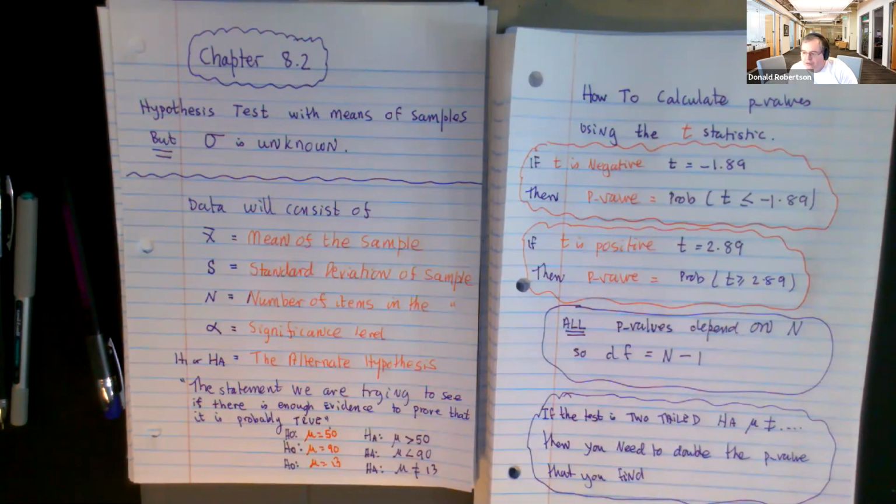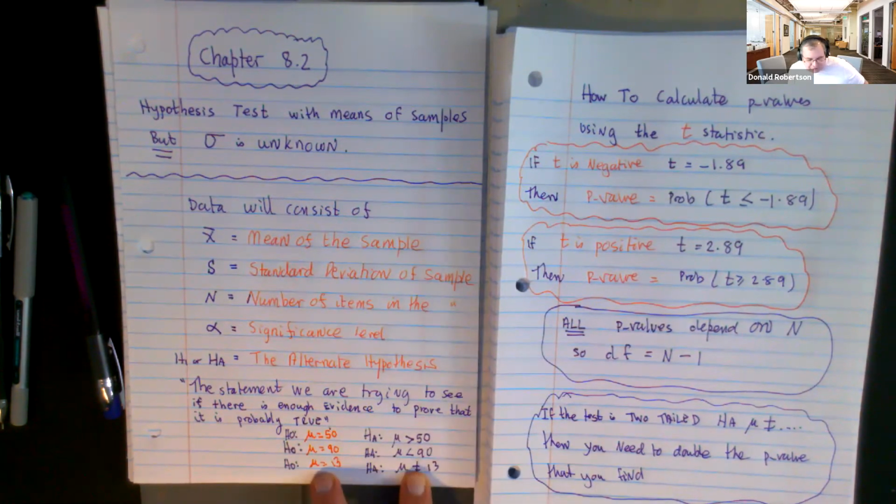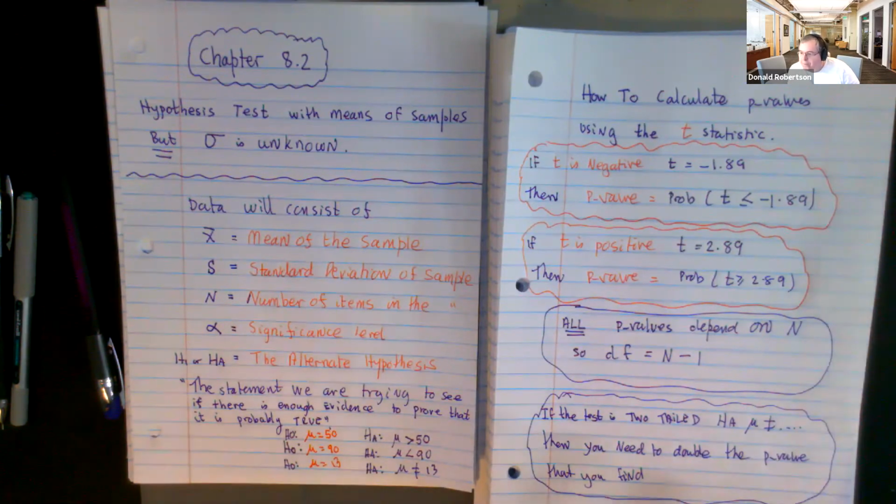And another thing, all p-values depend on the degrees of freedom. That wasn't true in 8.1. So if your sample's got 100 people in it, you get a different p-value when there's only 20 people in it. And then a nasty little thing at the end. If your test is two-tailed, which is this last situation here, right, with the 13s, if it is two-tailed, SALT will tell you the value, right? You just have to remember to double it.